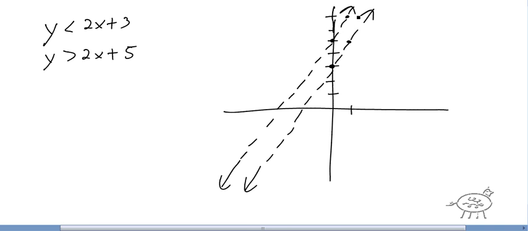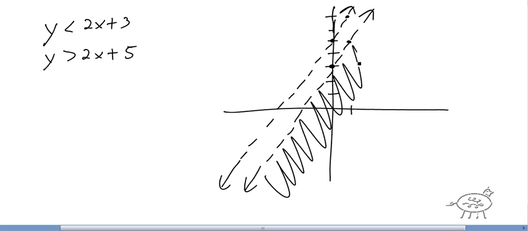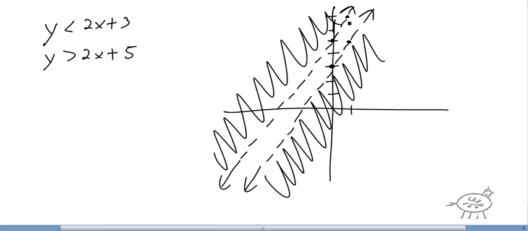But for the first equation with the 3, it's less than. So I actually shade over here. And then for the 5 y-intercept, I shade above it. Where does the shading intersect? They don't intersect at all. So the answer to this problem is no solution. Okay, but you got to be careful. The only way it's no solution is if they're parallel lines and they're on the opposite sides of the parallel lines.